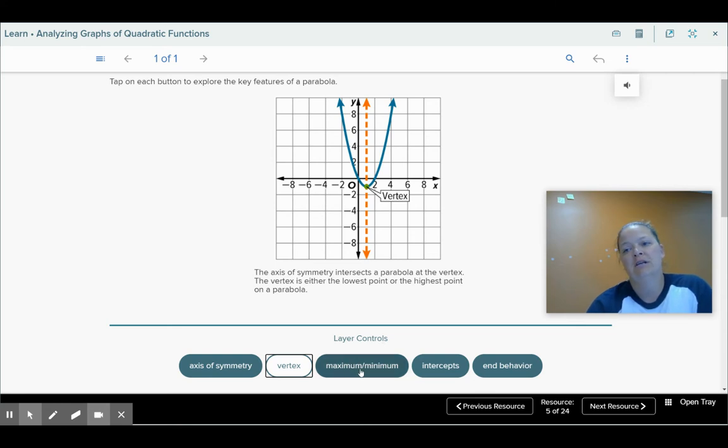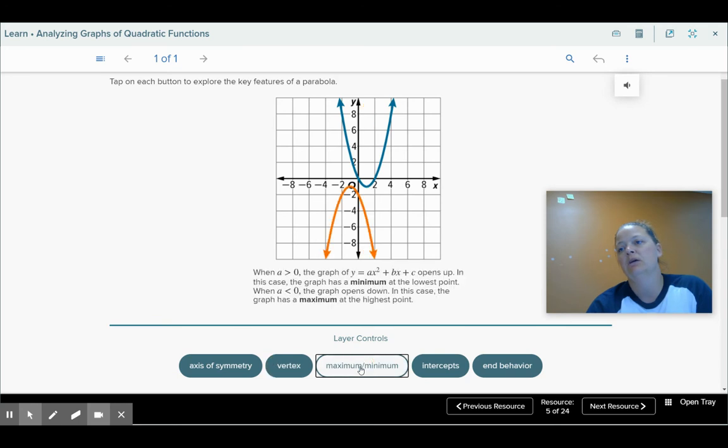And speaking of vertex, they have maximum and minimum. When a is greater than 0, the graph of y equals ax squared plus bx plus c opens up. In this case, the graph has a minimum at the lowest point. So that's this blue one right here. When a is less than 0, the graph opens down. In this case, the graph has a maximum at the highest point. That's this orange one here.